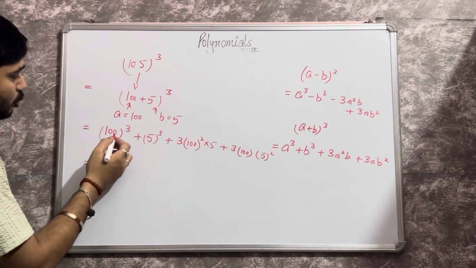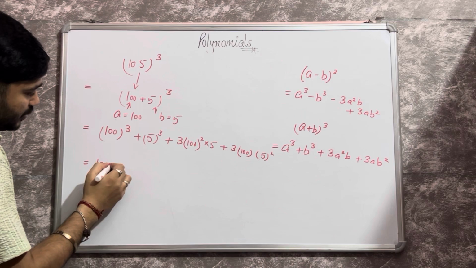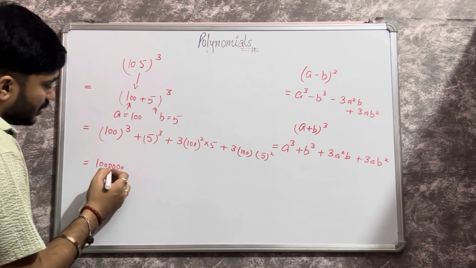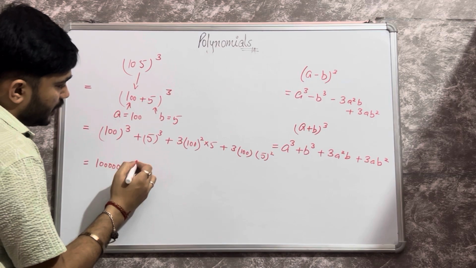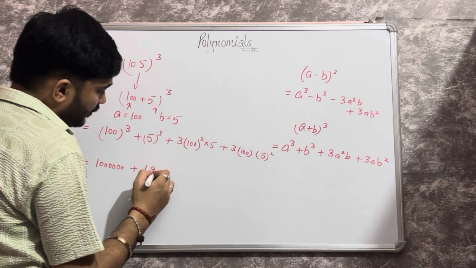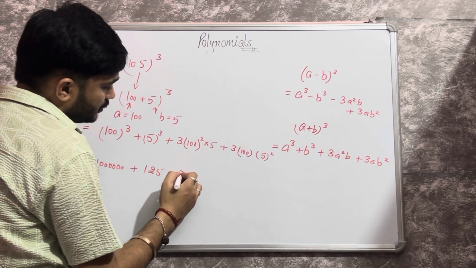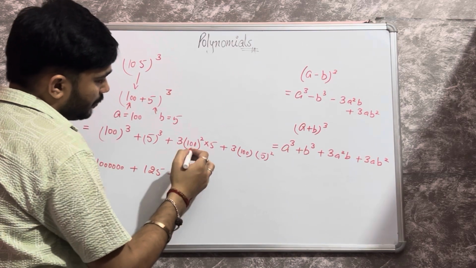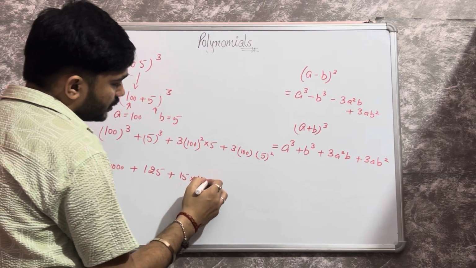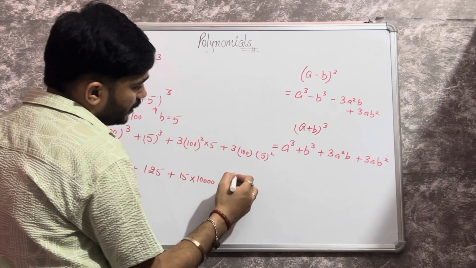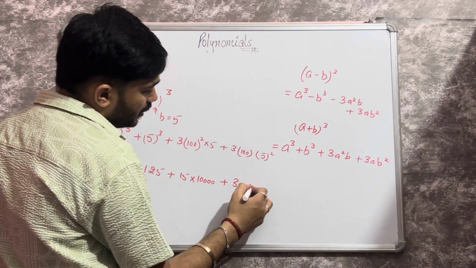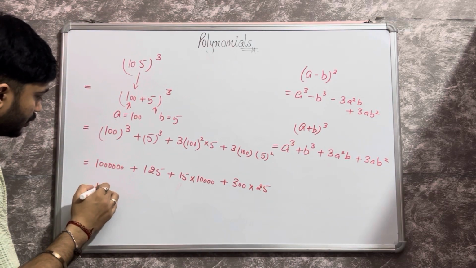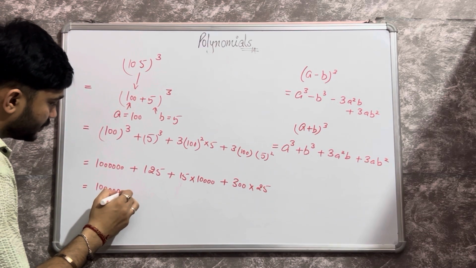Look here, the cube of 100 has 6 zeros, that is 10 lakh, which is 1,000,000. Plus 5³ is 125. Plus 3 into 5 is 15, multiplied by 100² which is 10,000. Plus 3 into 100 is 300, multiplied by 5² which is 25.